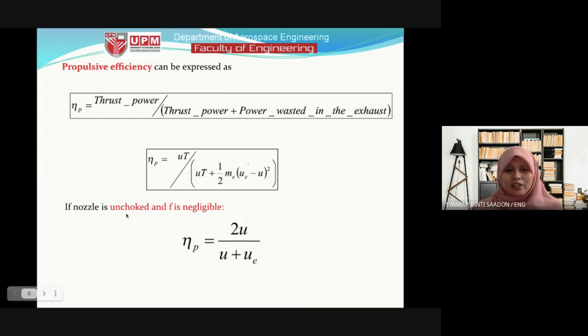that the nozzle is unchoked, as I've mentioned just now, meaning that it is subsonic or it's an ideal case, and the F, the fuel, is negligible. It's not null, it's not zero, it's just that it is very small compared to the air mass flow rate. So if we assume it as negligible, we only have this simplified term of propulsive efficiency.